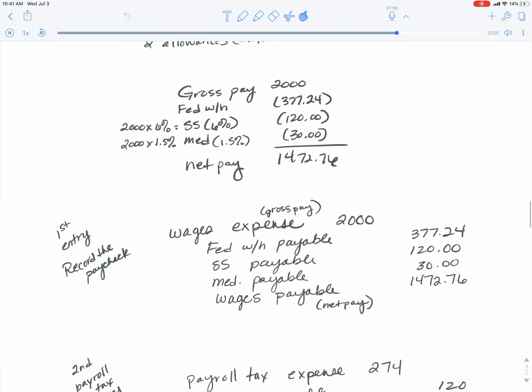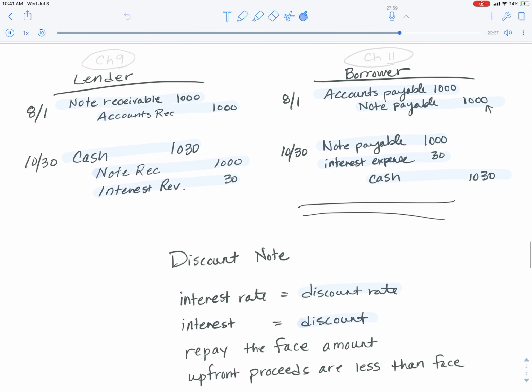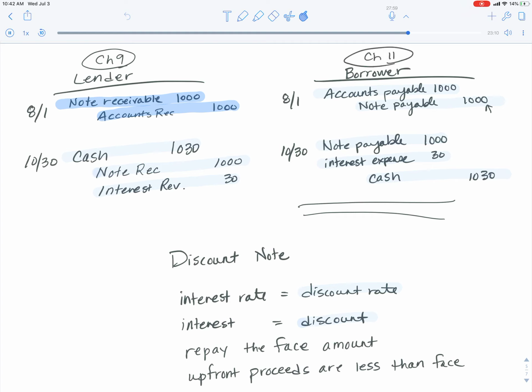The last thing I want to discuss real quickly is notes payable. So notes payable is going to be the opposite, or the other side, of the entries that we made in Chapter 9. In Chapter 9, we worked with notes receivable. Whenever we had a customer that wasn't paying us, we were going to take off their receivable and we put on a note. Well, in Chapter 11, we are that customer who is not paying. And so this is the customer's entry that they're going to have to make.